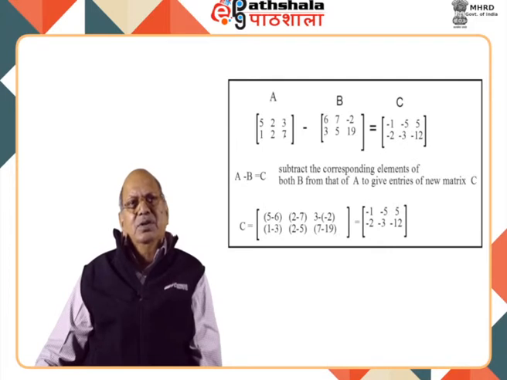Matrix subtraction. Two matrices A and B can be subtracted only if they are of the same size, and subtraction is given by A matrix minus B matrix is equal to D matrix. Here, A matrix minus B matrix is equal to C matrix, which is given over here. Here, corresponding entries are subtracted. 5 minus 6 is equal to minus 1. 2 minus 7 is equal to minus 5. 3 minus 2 is equal to 1. Like this, all these entries can be obtained in this case.